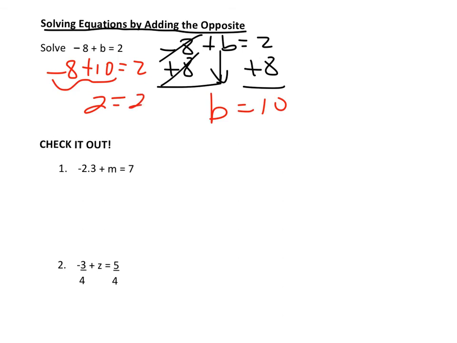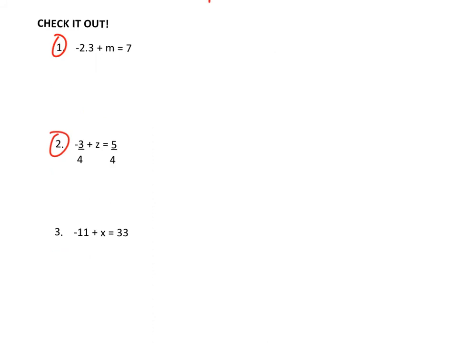Now, I'm going to let you try these two, number 1 and number 2. It's a decimal, and the other one's a fraction, but it's already got a common denominator for you. And, of course, number 3, which was hidden down at the bottom, negative 11 plus x. I'll go ahead and finish this for you. We're going to add 11 because it's the opposite. The 11s are gone. Bring down that x equals 33 minus 11, which is 22.